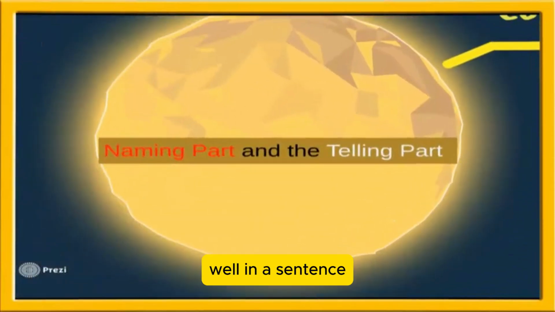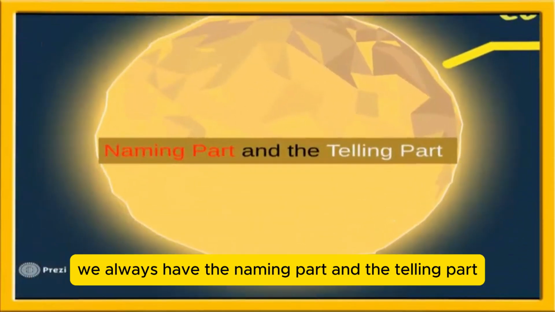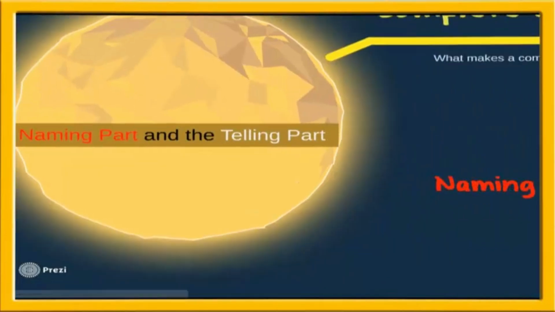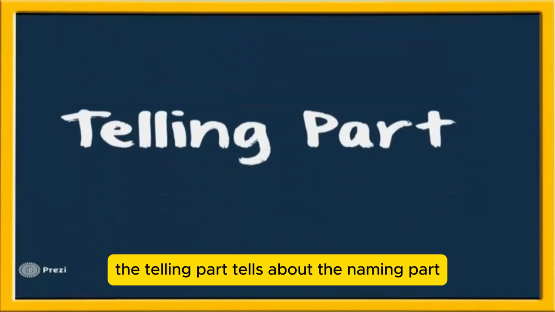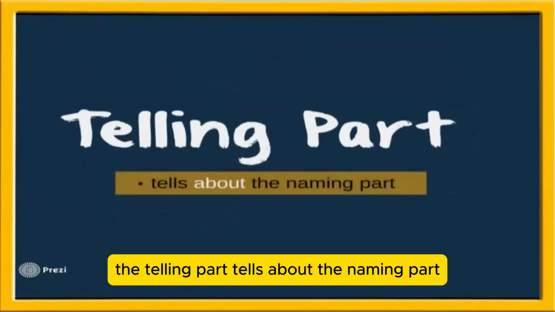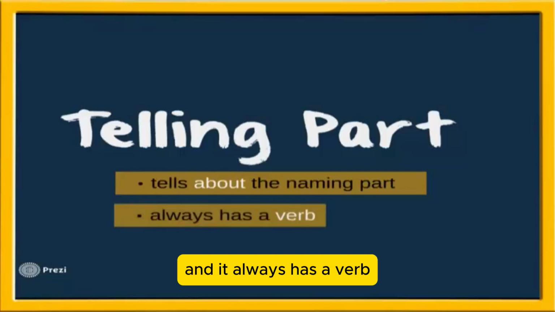Well, in a sentence, we always have the naming part and the telling part. The naming part tells who or what the sentence is about. The telling part tells about the naming part, and it always has a verb.